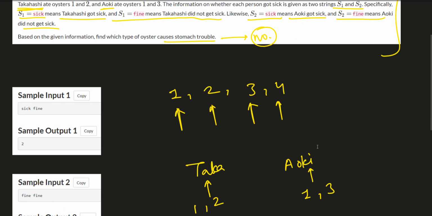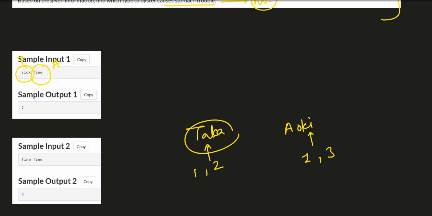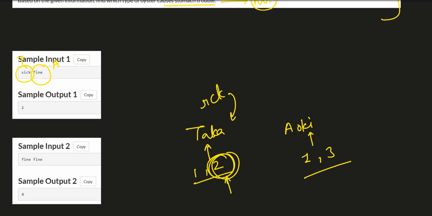So we are given 4 oysters. Let's take the first example, alright? The first example says that Takahashi is sick but Aoki is fine. So can I say that Takahashi is eating oysters number 1 and 2 and Aoki is eating oysters number 1 and 3, right? If Takahashi is sick, can I say that number 2 would be the bad oyster?